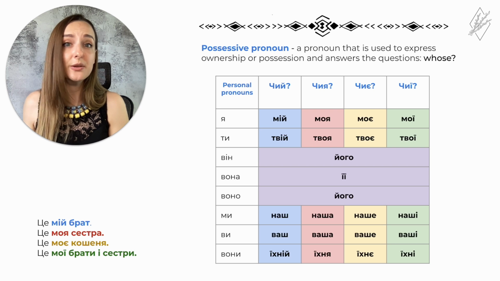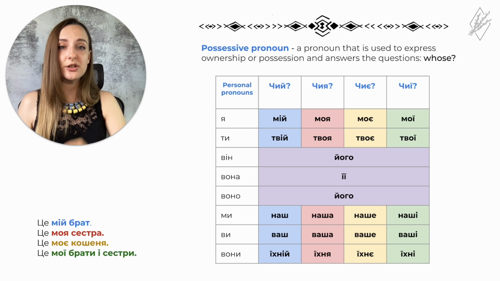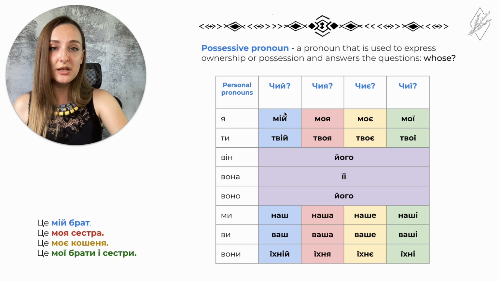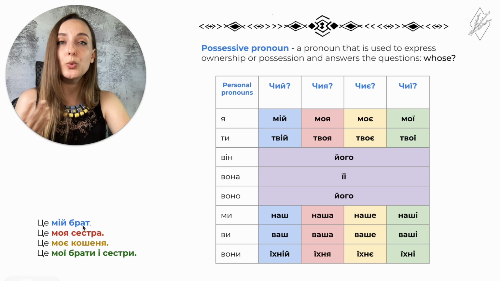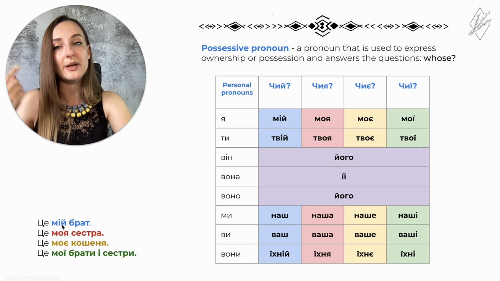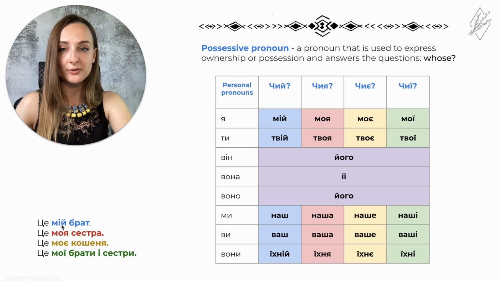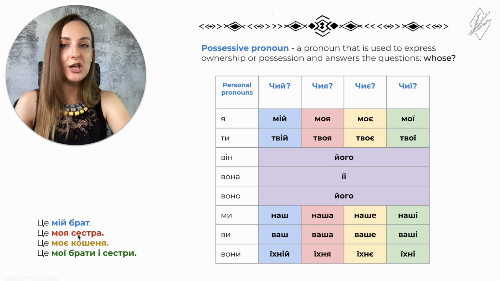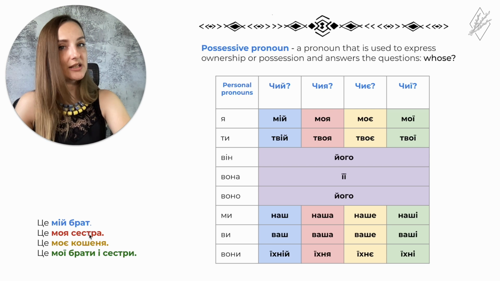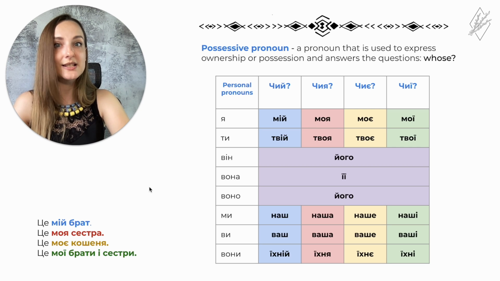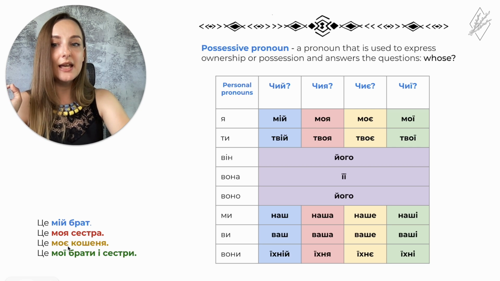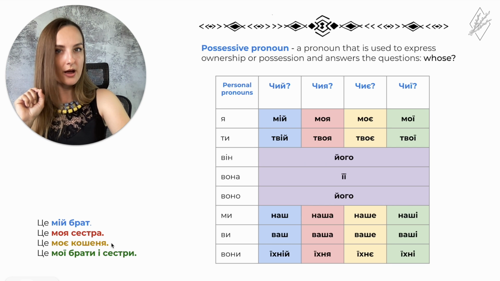Let's take a look at these examples. Це мій брат. I use here masculine form мій because the object is brother, брат, which is masculine word. That is why мій also is masculine. The next one. Це моя сестра. This is my sister. Sister is feminine, so I use feminine form моя.